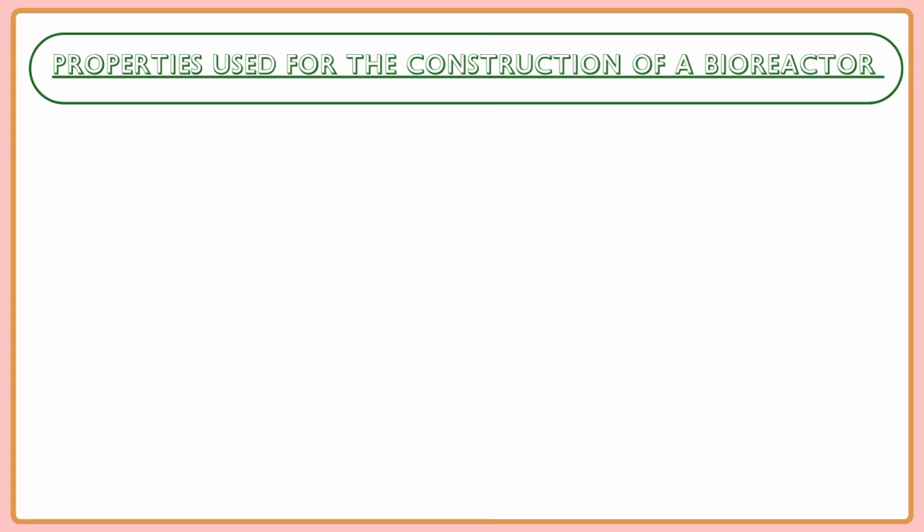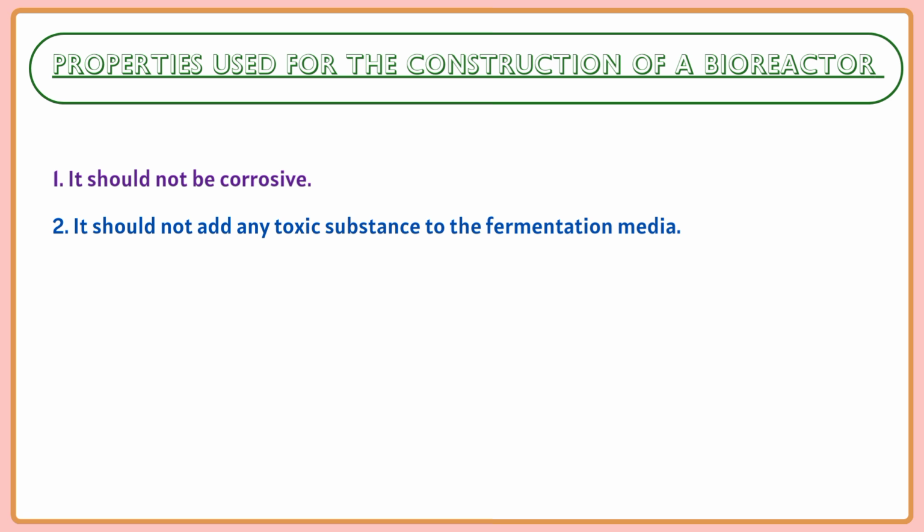What properties are needed for the construction of a bioreactor? First, it should not be corrosive. Second, it should not add any toxic substance to the fermentation media. If we add any toxic substance to the fermentation media, it can lead to the death of the organism in the culture, and it spoils the culture, and we won't get the end product from our substrate.